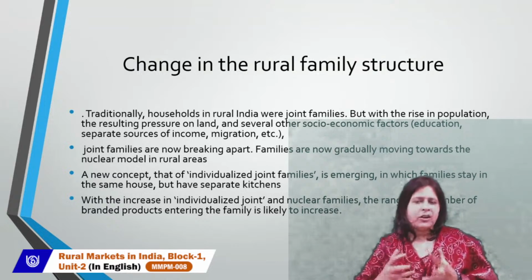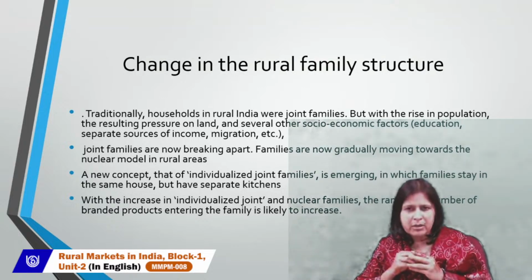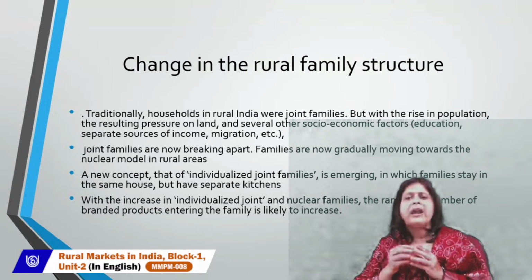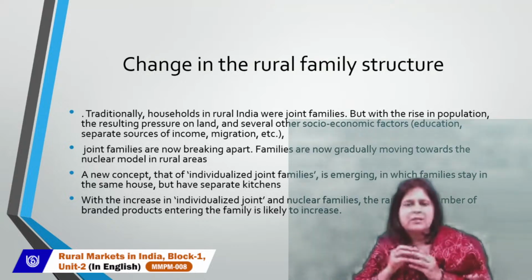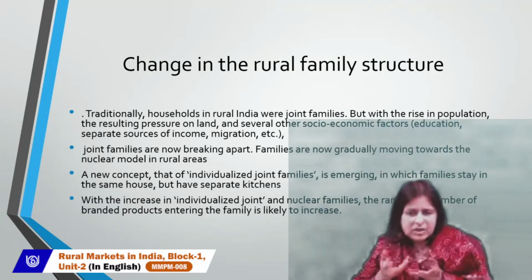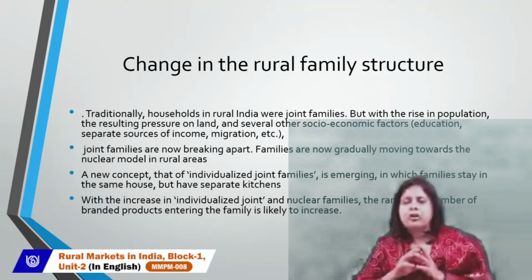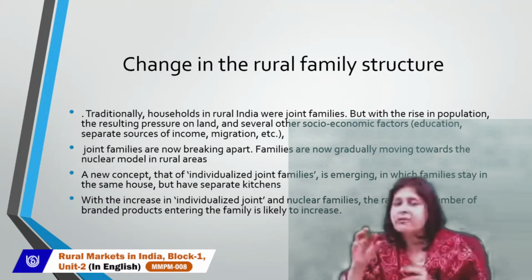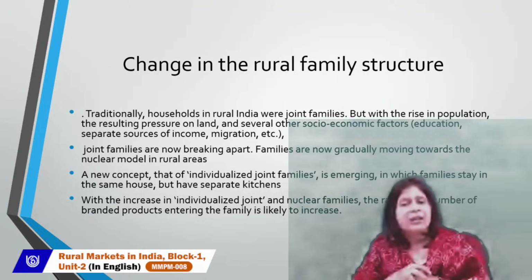A joint family has certain characteristics, and one of them is that the people share the same household and eat food cooked in the same kitchen. But nowadays there is a change, because of the change in society, because of the change in demographic factors, because of the change in the socio-economic condition. A new concept, the individualized joint family, is emerging. What is an individualized joint family? They share a common household, they stay in the same house, but they have a separate kitchen, they cook their own food.